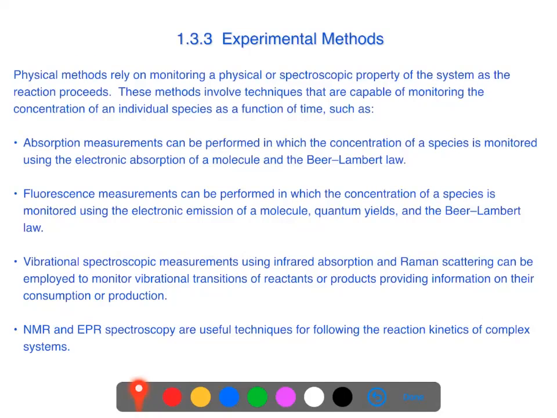Vibrational spectroscopic measurements using infrared absorption and Raman scattering can be used to monitor vibrational transitions of reactants or products, providing information on their consumption and production. NMR and EPR spectroscopy are useful techniques for following reaction kinetics of complex systems as well.